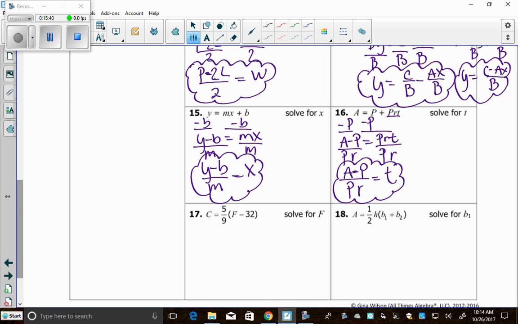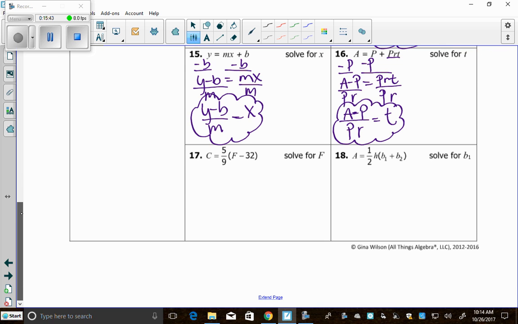So let's go to the last two, and they look more complicated. On 17, I need to get f by itself, but it also has a fraction in it. Remember, if it has a fraction, I want to multiply by the reciprocal. The reciprocal of 5 over 9 is 9 over 5. Does this formula look familiar to anyone? That's your Celsius and Fahrenheit conversion formula.